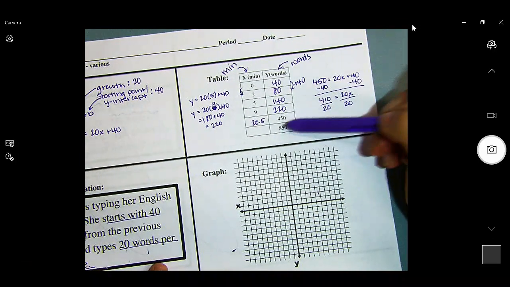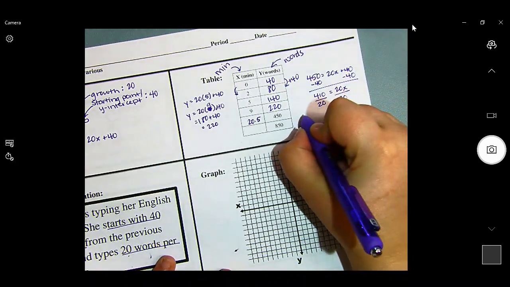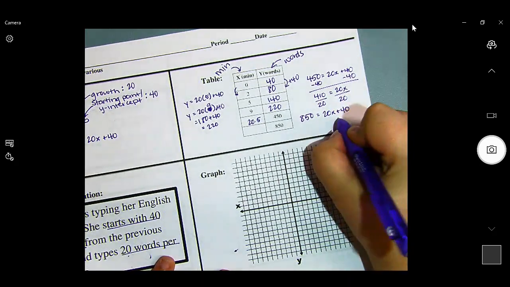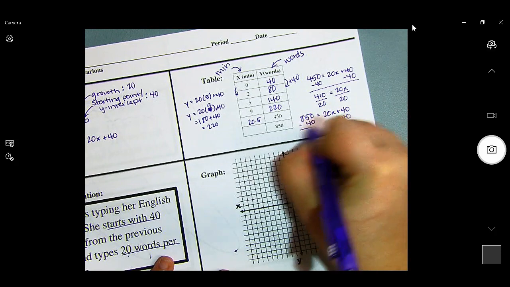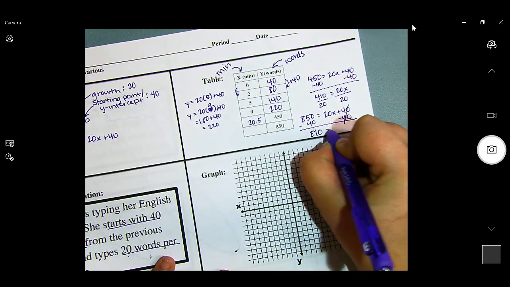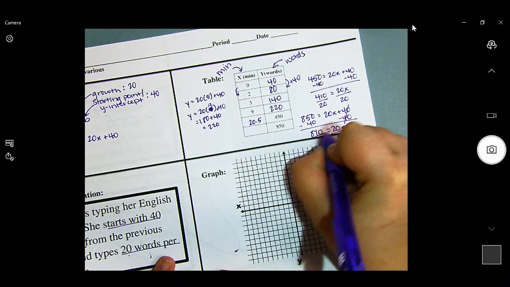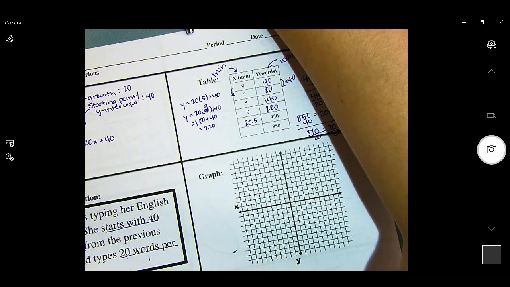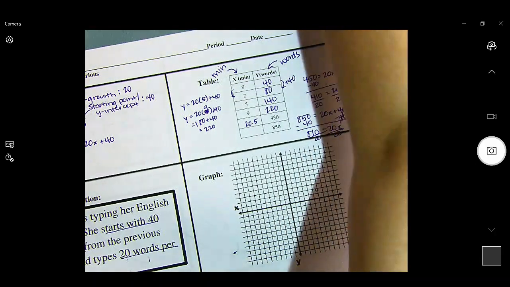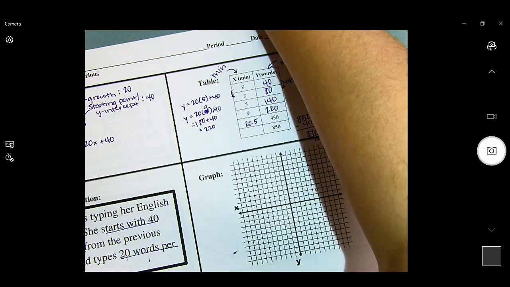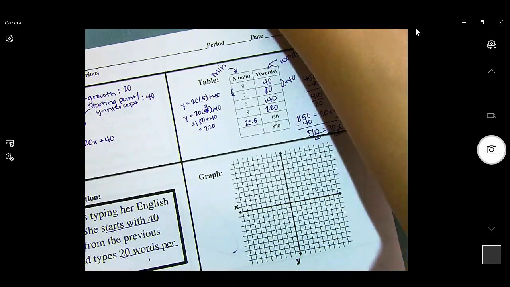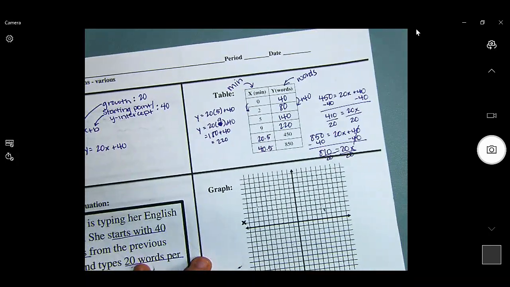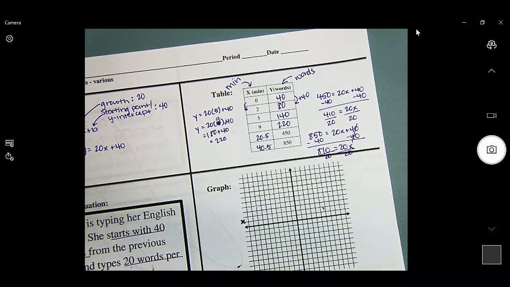All right, and then let's do the same thing with 850. So I have 850 equals 20x plus 40. I'll subtract 40 from each side. So I have 810 equals 20x. When I divide both sides by 20, I get 40.5. That makes sense. Okay, so 40.5 minutes after she starts, she has 850 words.